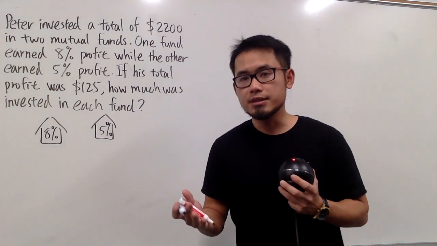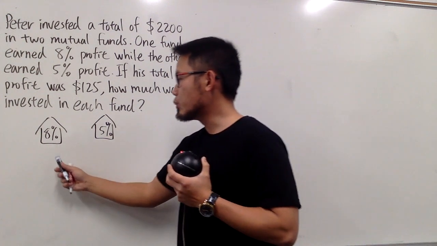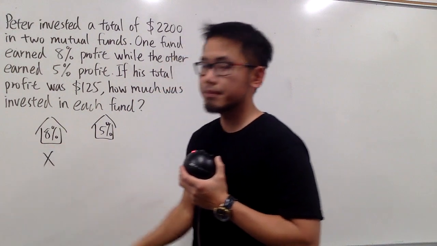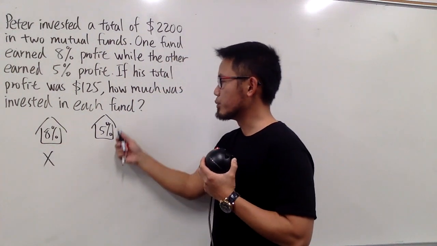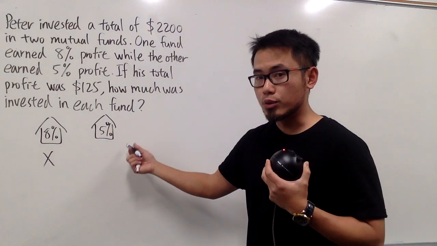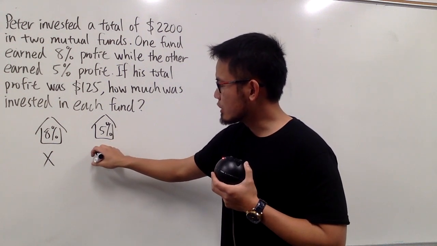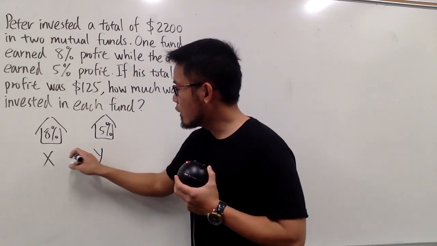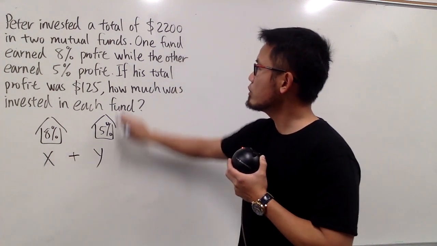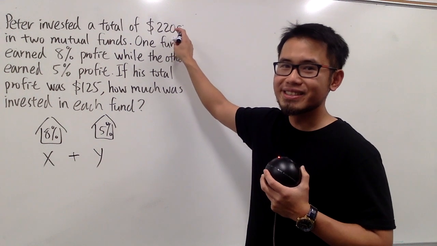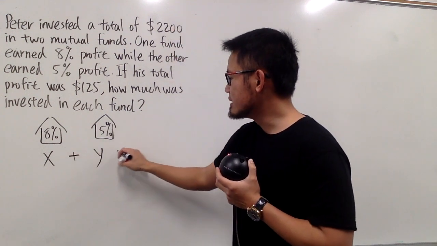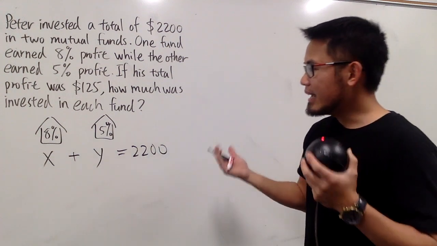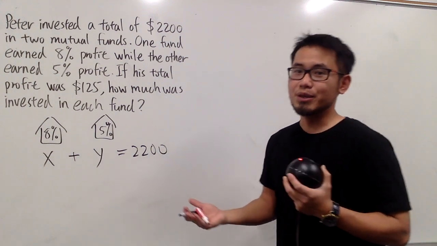So here is the deal. Do we know how much money was put into this fund? We don't, right? So I'll just put down X for that. Likewise, do we know how much we put into this fund? We also don't know about this, so let's call this Y. But there's one thing I do know. Together, when I add them up, it has to be a total of $2,200, right? So X plus Y is equal to $2,200.